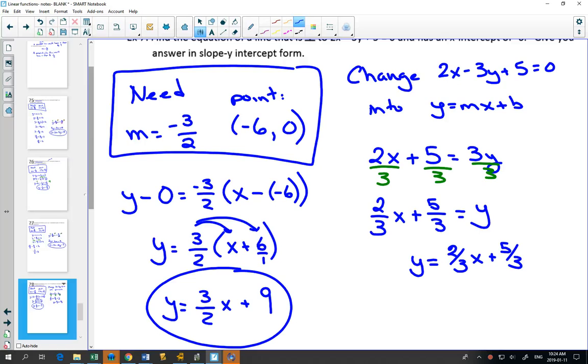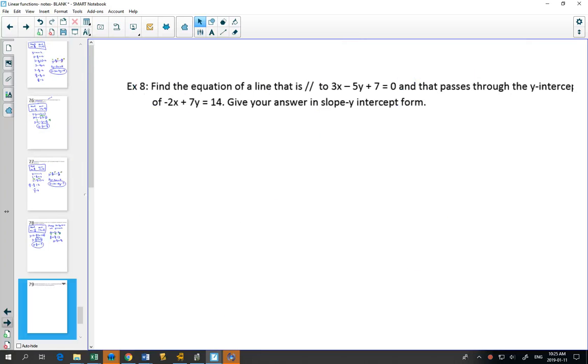So again, a little bit more work this time because we had to do some work to find our slope and then make it perpendicular. The y-intercept, the x-intercept gave us a point. So I would like you to try this one.